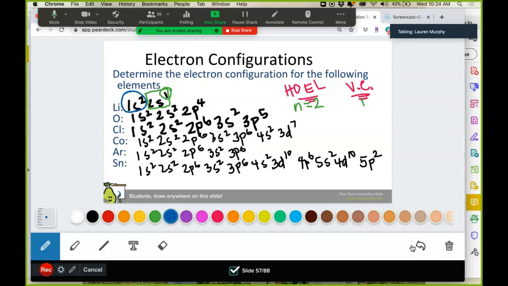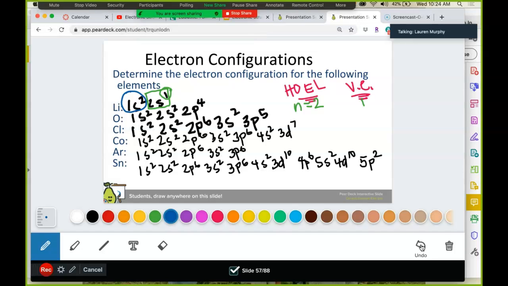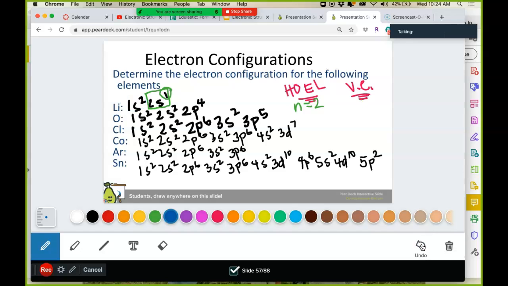So for oxygen, what is the highest occupied energy level for oxygen? N equals what? 2, right? The second ring, N equals 2. If you want to think of it in terms of the Bohr model, these electrons in here are all in the second ring. That's your valence shell, your highest occupied energy level. So, how many valence electrons does oxygen have? Well, 2 right here, plus 4 more right here, is 6. 6 valence electrons.